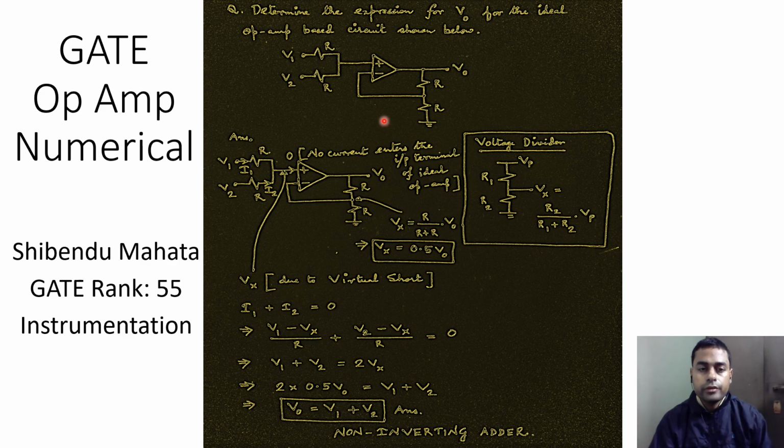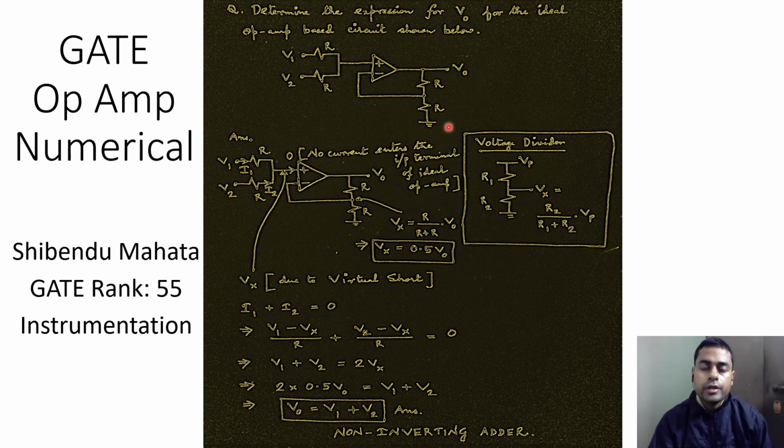This is another practice problem on operational amplifier. And in this question, we are interested in finding out the expression for the output voltage where the op-amp should be treated as an ideal one. So, like in my previous videos, you will also find that here there is a presence of a voltage divider.